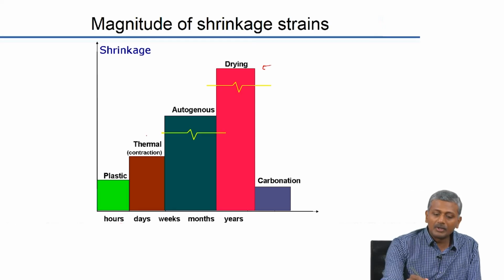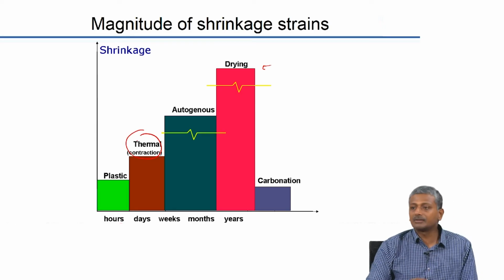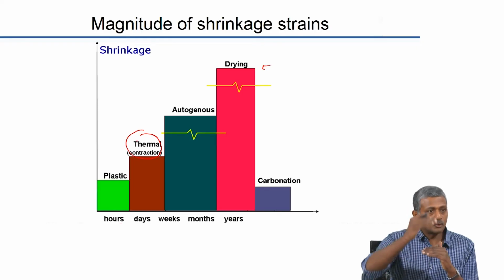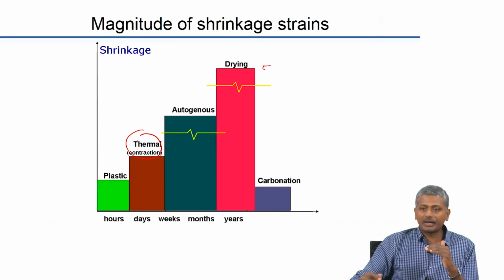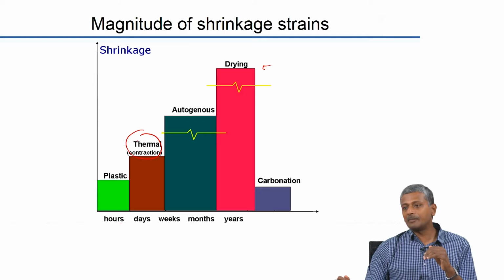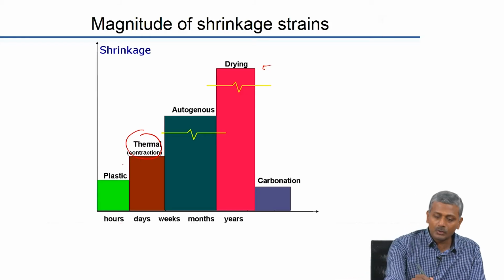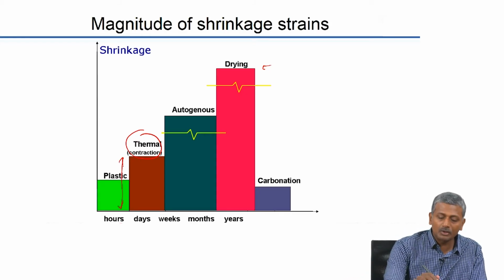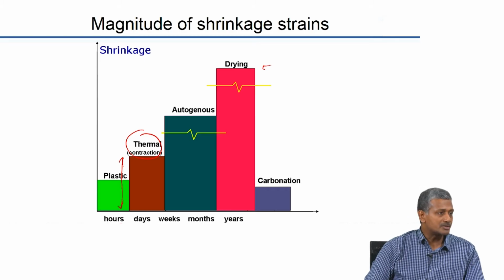Okay. Thermal contraction: after cement hydrates, the concrete goes to a higher temperature and then starts contracting when it approaches the ambient conditions. That extent of strain also can be significant, especially when your concrete is made with very high cement contents, right.